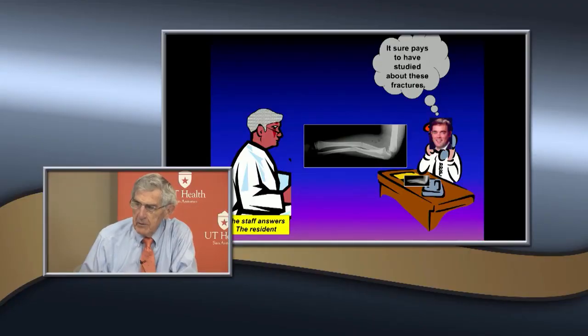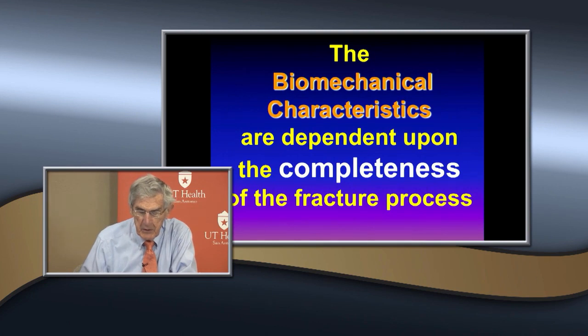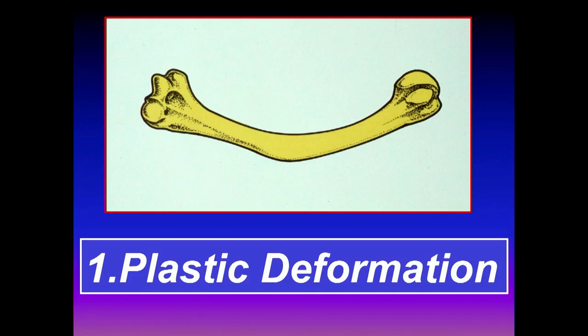So that's why you need to be a little bit more precise. That's why classifications are important. They are a little bit more precise and will give you the information that you need, as we discussed: the structure, the treatment, and the possible complications. And it sure pays to have read about it. So, we'll look at the biomechanical characteristics of each type, and they're dependent upon really the completeness of the fracture process. So what do we have here?